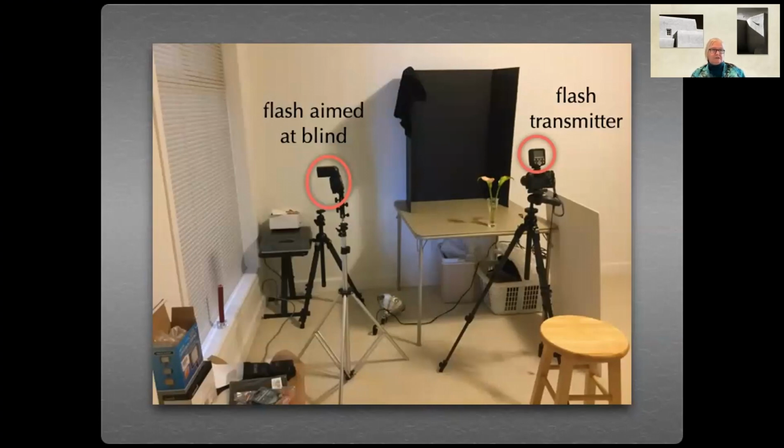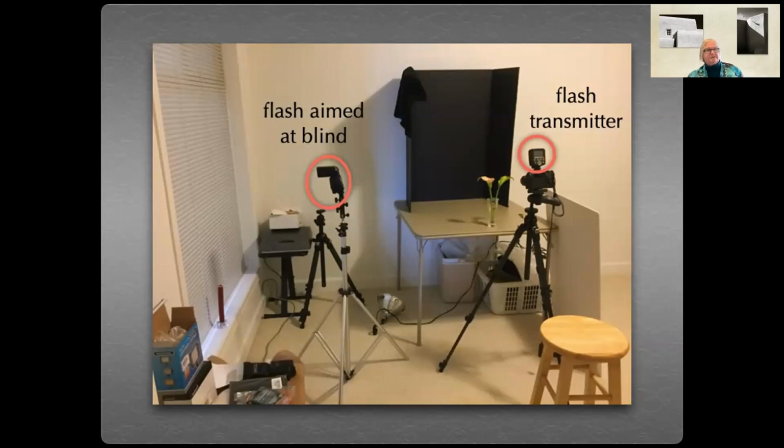So notice that there is a flash transmitter on the top of the camera, and that's there to communicate with the flash. It talks from the camera to the flash. And then the flash is aimed at a white blind that's closed to act as a reflector. And when I press the camera shutter, the transmitter sends a radio signal to the flash to tell it to flash at the power setting that I've set on the transmitter.